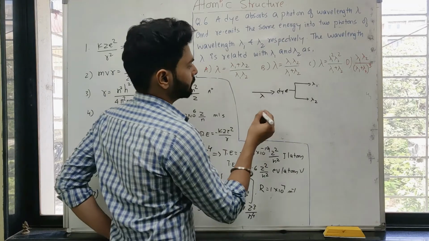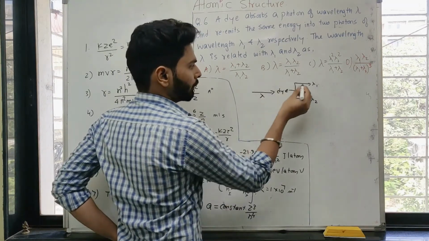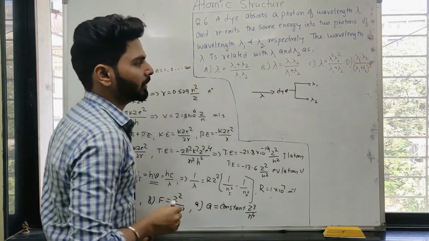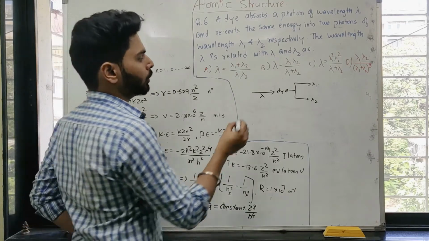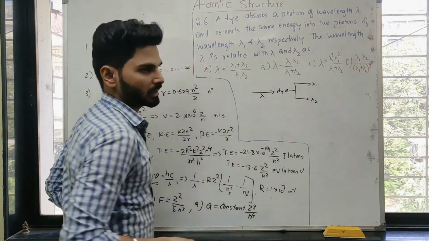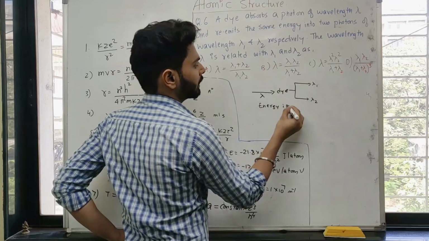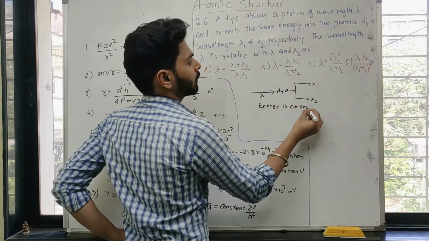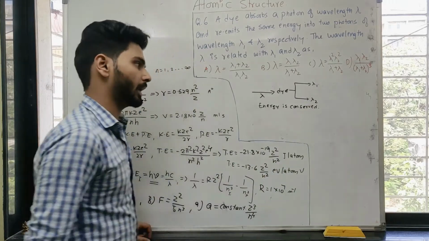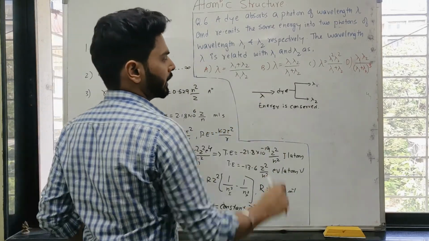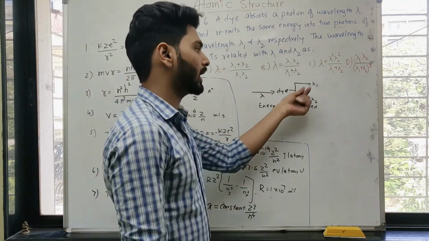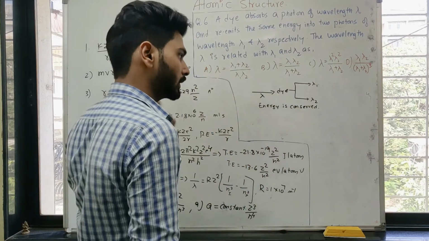So here we cannot see a direct relation between lambda and the wavelengths, but we know that energy is conserved. So energy must be conserved there. Total energy is the same. I mean, the energy of incident radiation must be equal to the energy of emitted radiation.